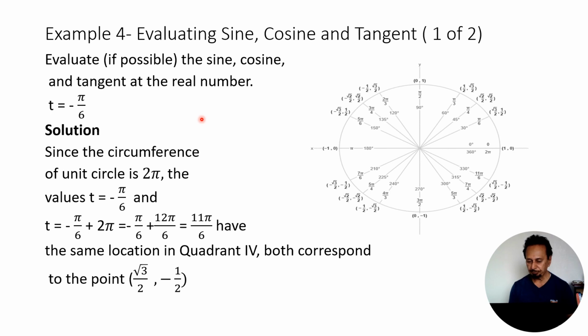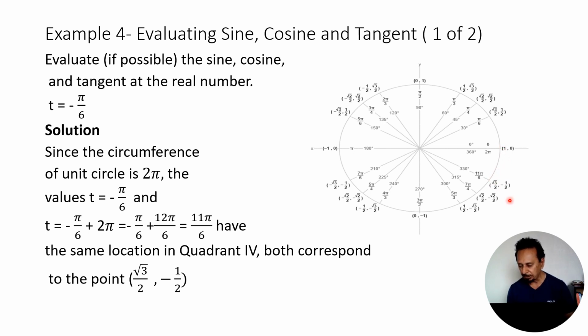Example 4. We have t is equal to negative pi over 6, and we want to find the values of sine of t, cosine of t, and tangent of t. Since the circumference of the unit circle is 2 pi, t equal to negative pi over 6 and negative pi over 6 plus 2 pi will have the same value, 11 pi over 6. 11 pi over 6 right here. Okay? Or you can go this way, pi over 6, so that's 11 pi over 6.